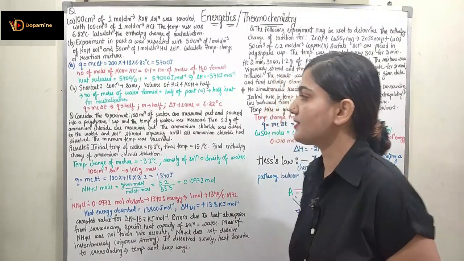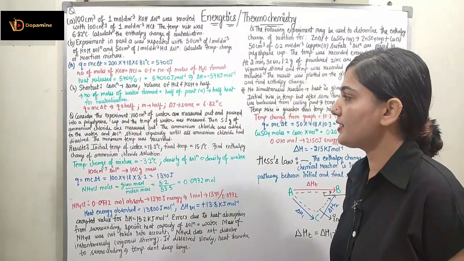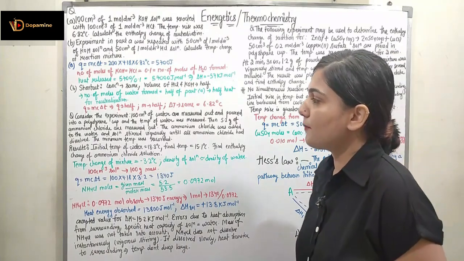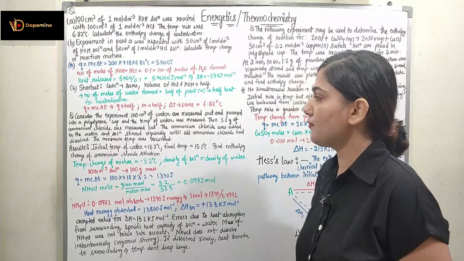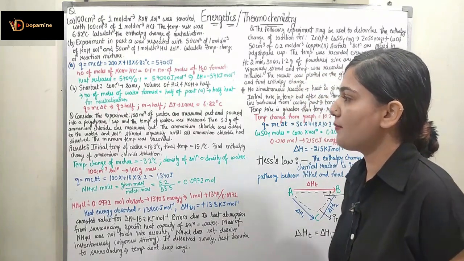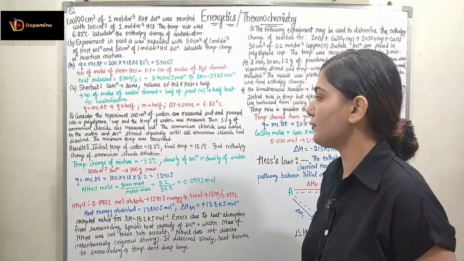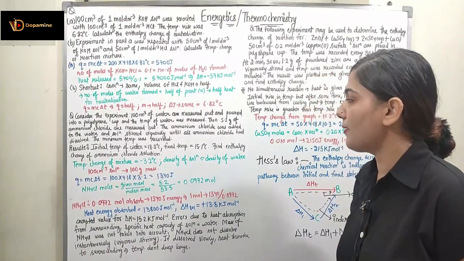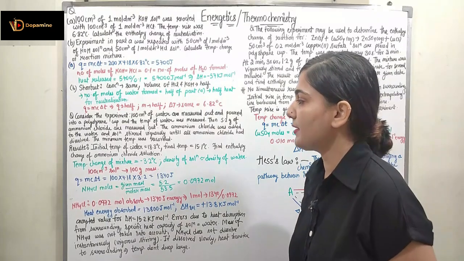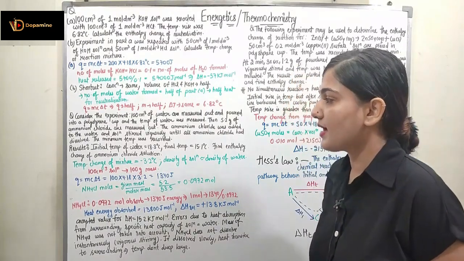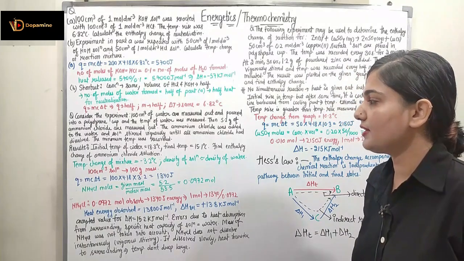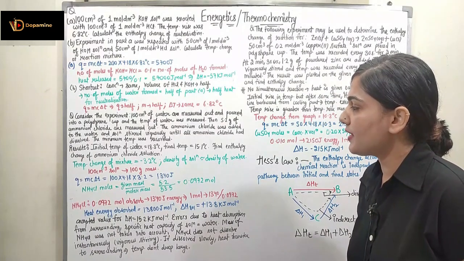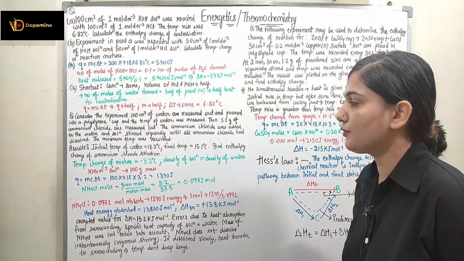Coming to the next question: consider the experiment in which 100 centimeter cube of water is measured out and poured into a polystyrene cup, and the temperature of the water was measured. Then 5.2 gram of ammonium chloride is measured out. The ammonium chloride was added to the water and the solution stirred vigorously until all the ammonium chloride had dissolved. The minimum temperature was recorded. The results are: initial temperature of water was 18.3, final temperature 15.1 degrees Celsius. We need to find the enthalpy change of solution of ammonium chloride.